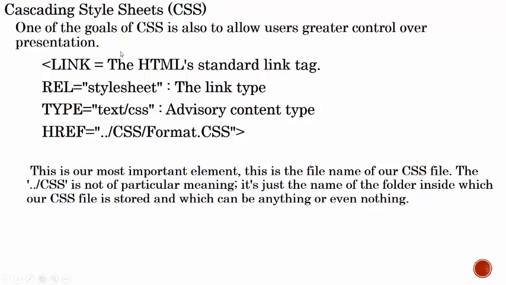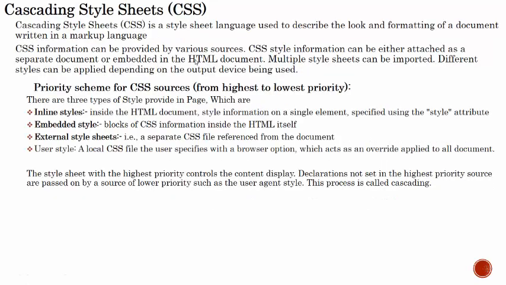Cascading style sheet, CSS. It is a style sheet language used to describe the look and formatting of a document written in a markup language.